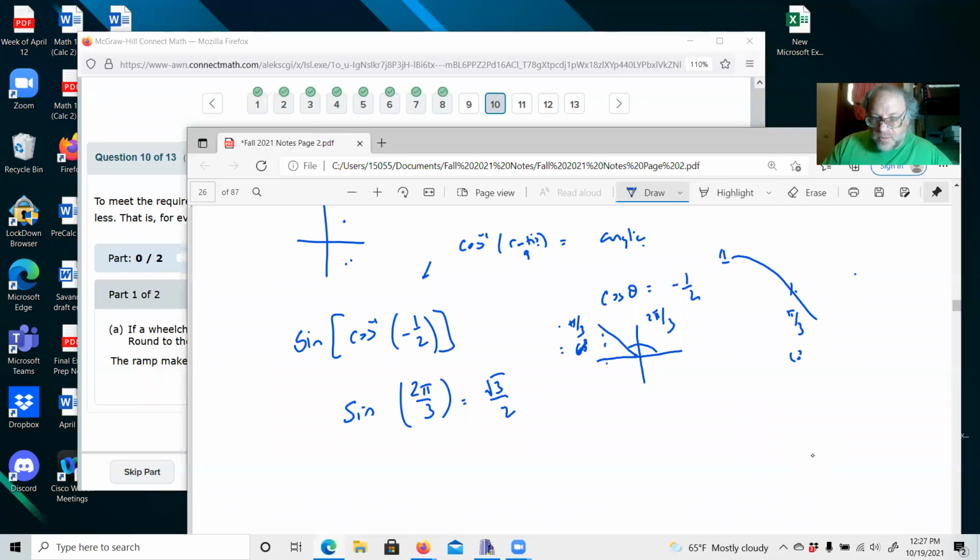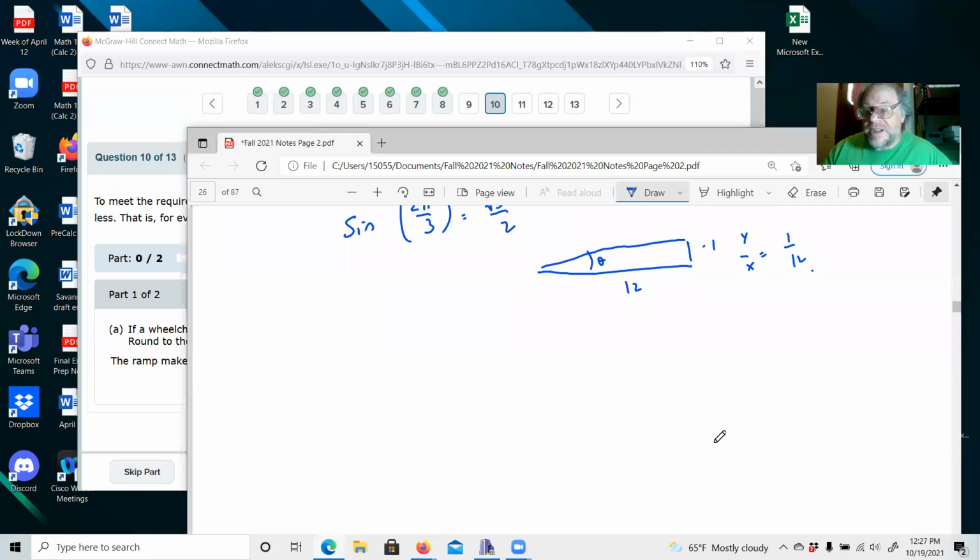Okay, so we have a 1 foot rise for a 12-foot run. So there's my angle. We have our y over our x is equal to 1 over 12. See, 1 over 12, opposite over adjacent. Do you know which trig function will relate an angle to the opposite and the adjacent? We can arrange these as we need them. The tangent of the angle is going to be the opposite over the adjacent.